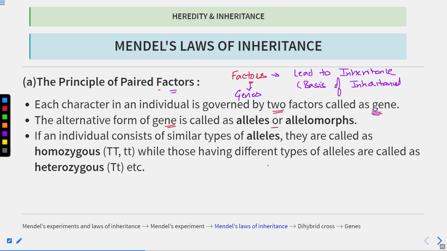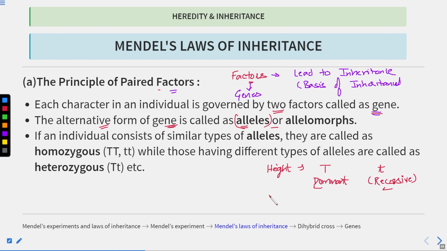This means that if we talk about the character height, there are two alleles for the height. One is the dominant allele, capital T. Clear? And then we have the small t. This one is the recessive allele. So any gene has two alleles, and the alternative forms of the gene are known as alleles.